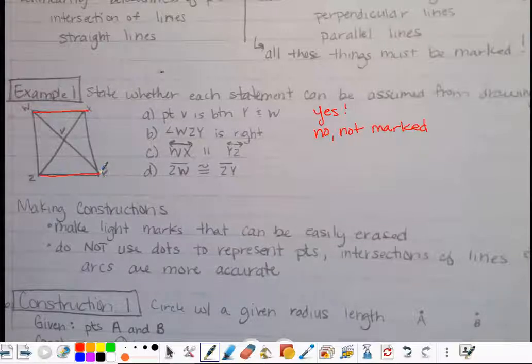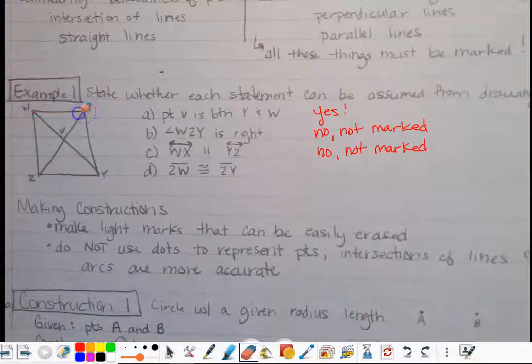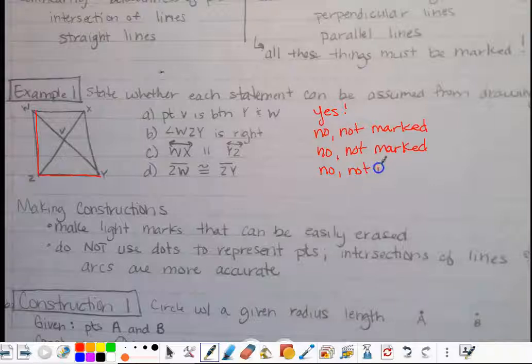Look at the chart. Things that we can and cannot assume. They're right above you. No. We cannot assume parallel lines unless they're marked. So no, it's not marked. All right. Then how about D? That ZW is congruent to ZY. It's not marked, so nope, we can't assume it. We do not know because it's not marked.